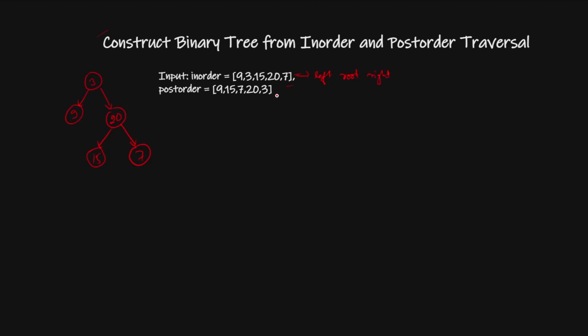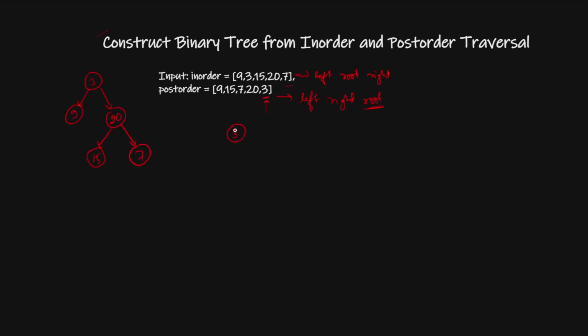And what does the postorder traversal look like? First we go to the left subtree, then the right subtree, and finally the root. So my root is at the end. This is my root. So what I will do is make this my root.